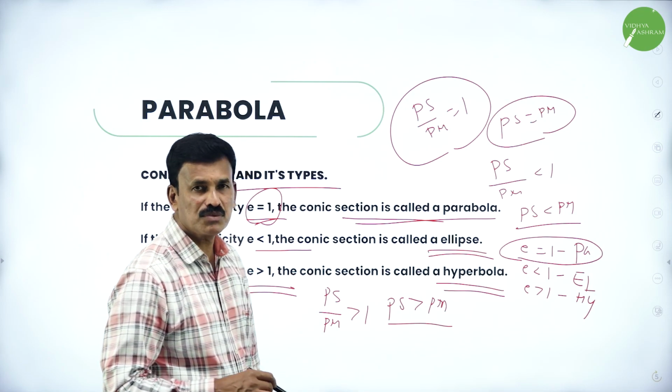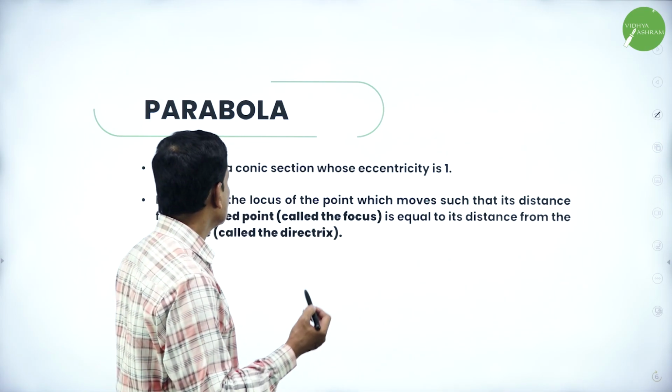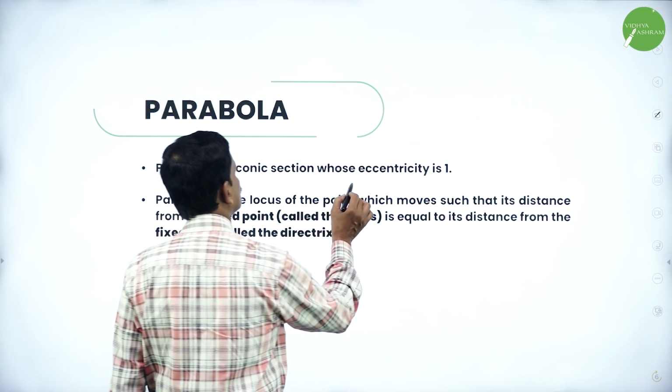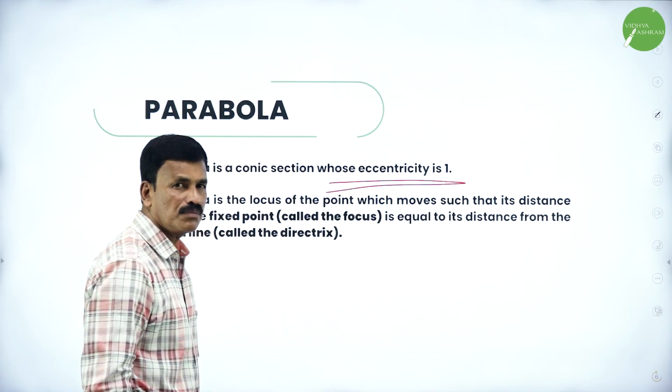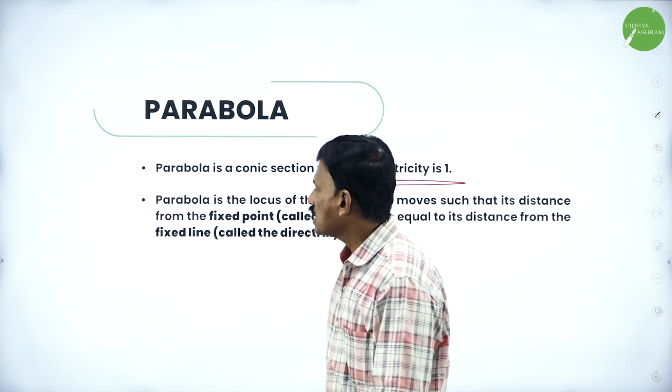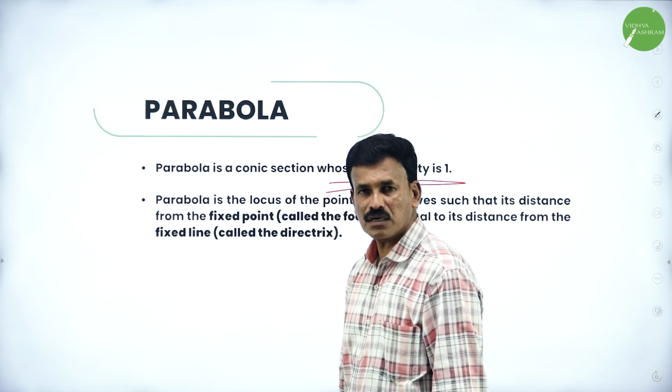That is PS by PM is equal to 1, or PS is equal to PM. Now, a parabola is the conic section whose eccentricity is 1. Now, how to define the parabola?